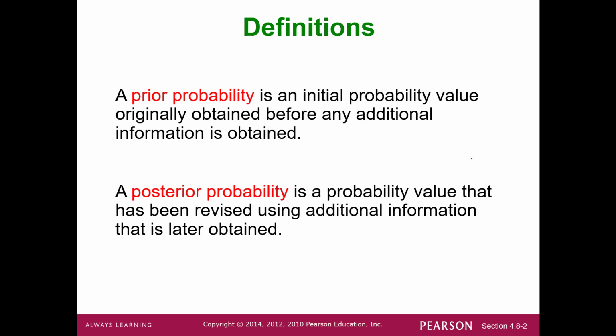In the Bayes theorem, we have two types of probability. The first one is a prior probability. Basically, it comes from the initial condition: the initial probability value originally obtained before any additional information is obtained. We also have a posterior probability, which is a probability value that has been revised after obtaining new information. So it's like a revised probability after the additional information is provided.